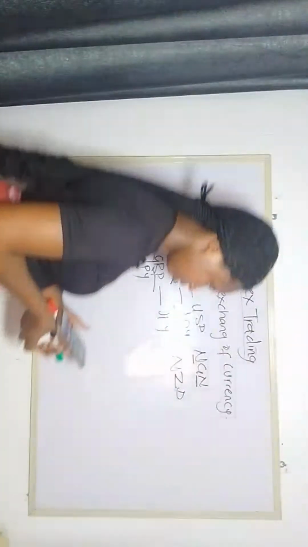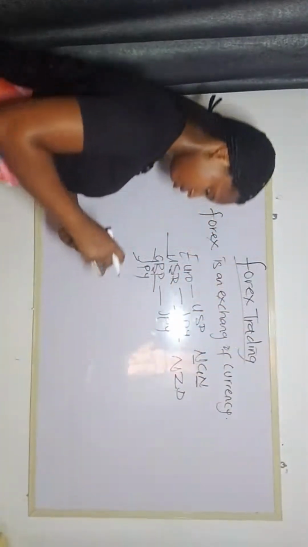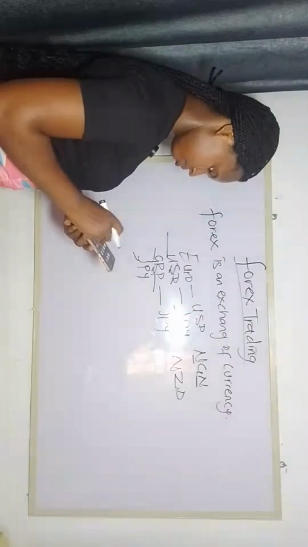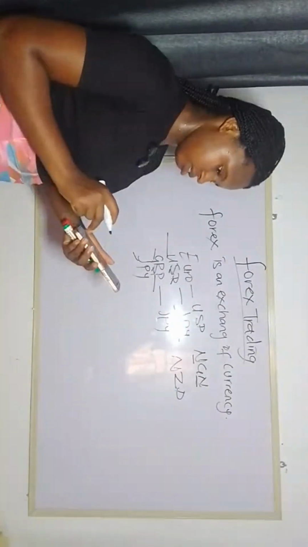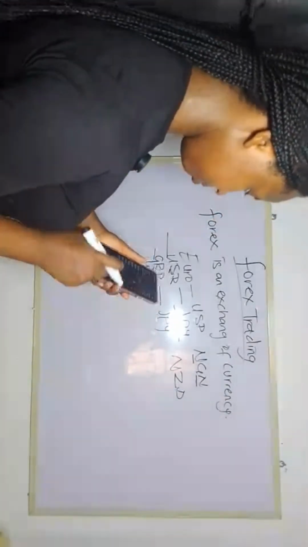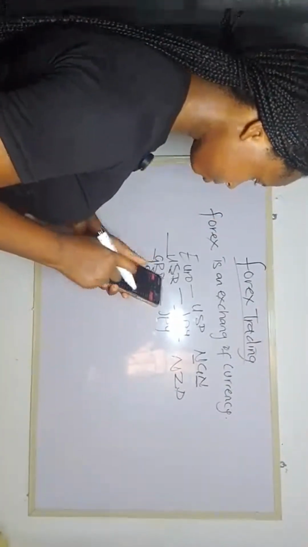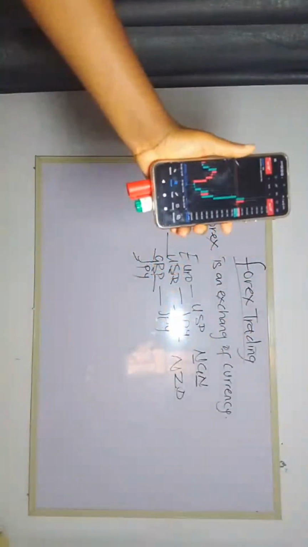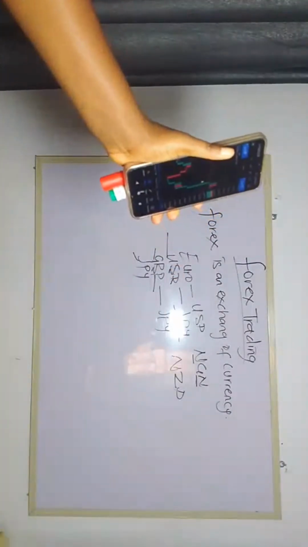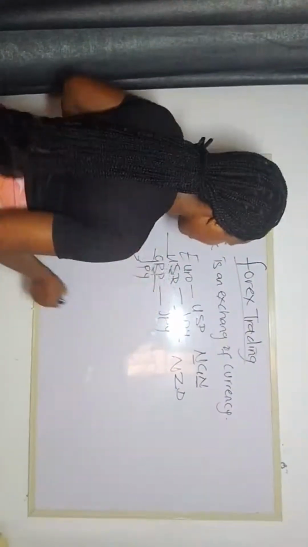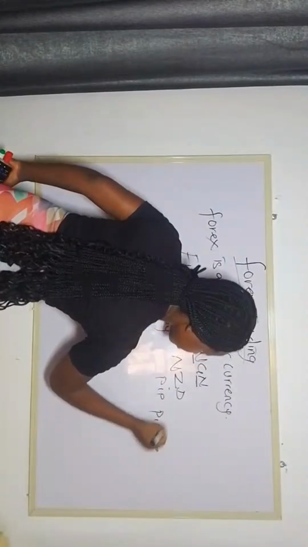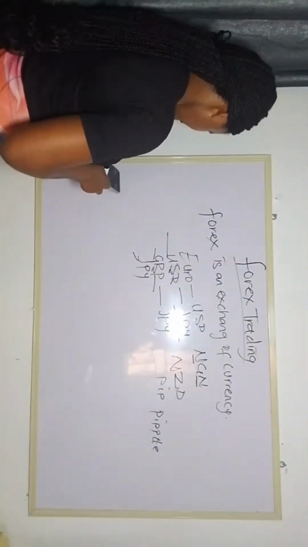So let's move into this. I want to explain this in detail. Let me go to my trading so you can see my TradingView. This is my trading chart on an Android phone. I don't know if you are seeing it. Now in this particular chart we have pip, and we have pipette. I'm still coming to that.